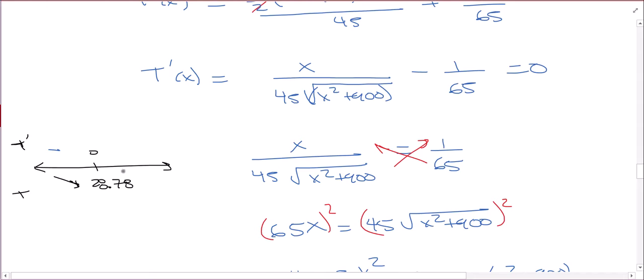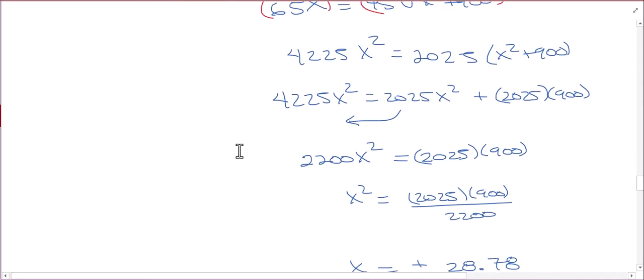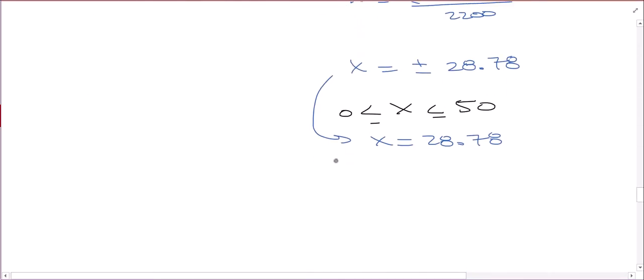And then for something bigger than 28, you could put in 30. And so you're going to have whatever that is, minus 1 over 65, 30 over, let's see. But this is going to be positive actually. Double check it with your calculator, and so that increases. That means that you have a min at your critical number, which is what we wanted. We wanted to minimize it. So that means that 28.78, this is a minimum.